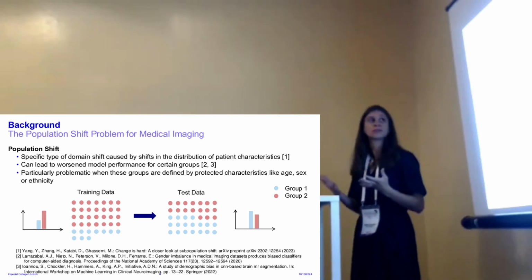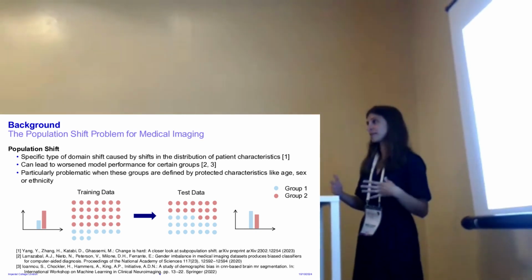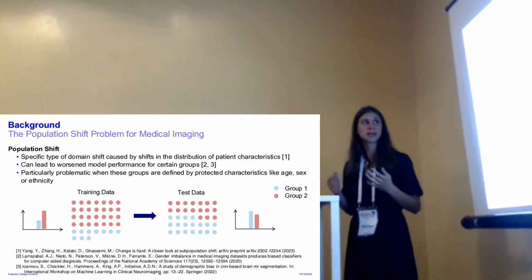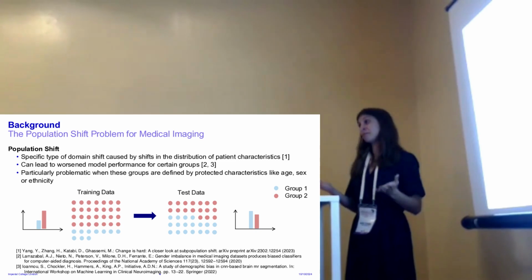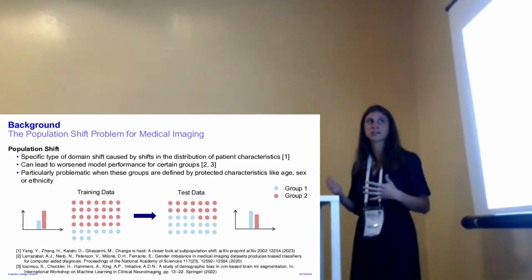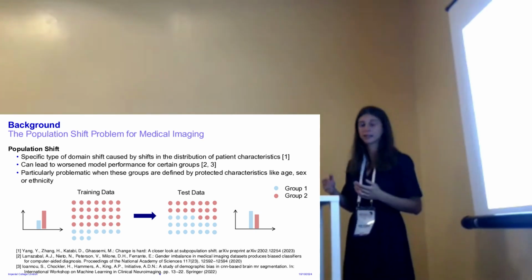And that can lead to worse performance for certain groups, as has been proven a number of times for a number of different characteristics. And that's particularly the problem when these groups have been defined by some protected or sensitive characteristics like age, sex, or ethnicity.